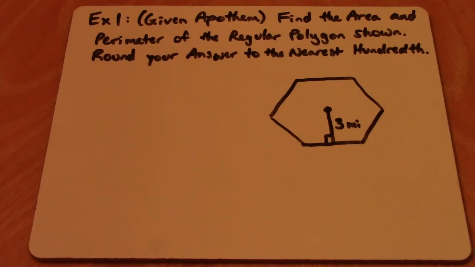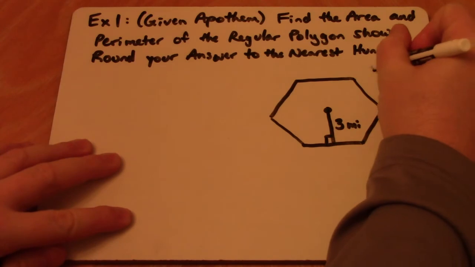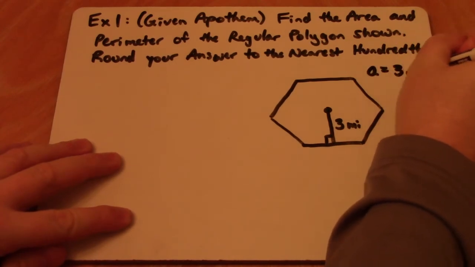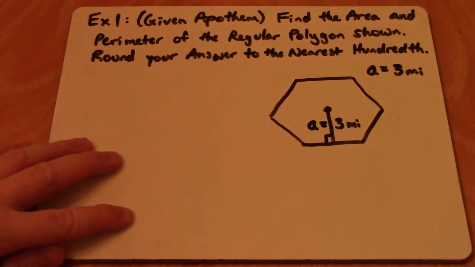Now, I pulled this example from the completed notes that I've posted on Google Classroom so that you could look back on it later if you need to. Here's how this works. We know two things to start the problem. One, we know that the apothem is 3 miles. This is the apothem here. It's the distance from the center to the midpoint of a side.